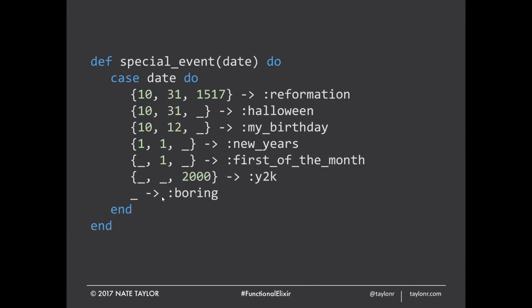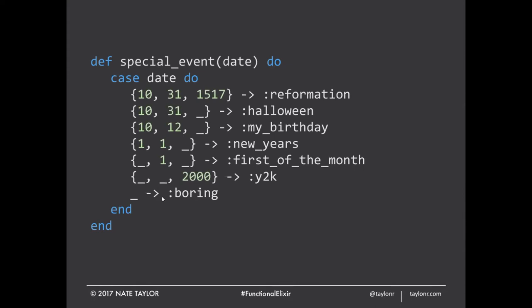And in Elixir pattern matching, underscore means, yes, there's a value there, but no, I don't care what it is. So it's kind of a wildcard. It's kind of like an asterisk, whatever matches here is great. The next one you can see would be October 12th of every year, which is my birthday. Or we could say something like the first of every year, so 1-1 would be New Year's.